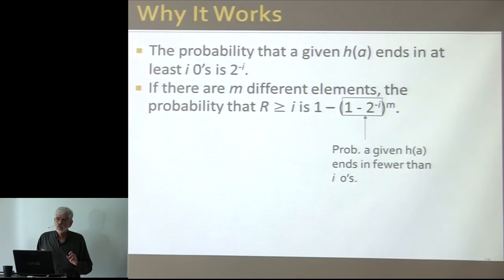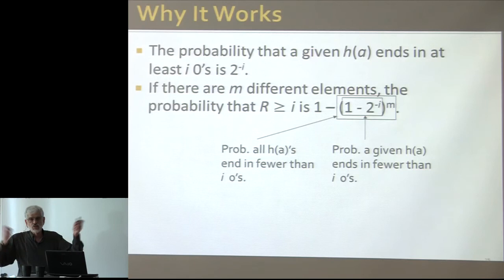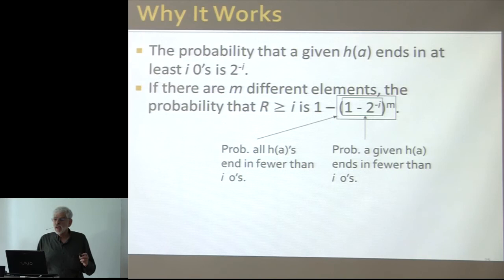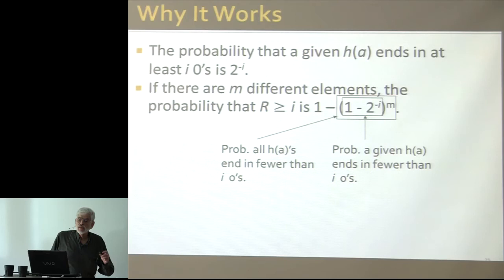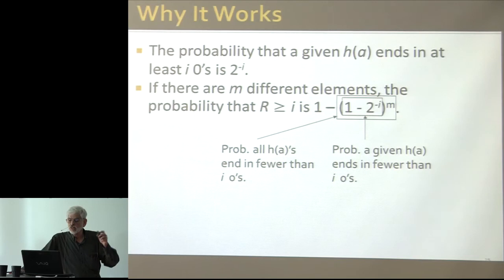Okay. And then if you raise that to the nth power, and this is sort of like throwing darts at targets again, the probability that all of the m different hash values have fewer than i zeros is that raised to the nth power. And therefore, the probability that r is at least i, that is, at least one of the m elements has a tail as long as i, will be 1 minus that. Okay?